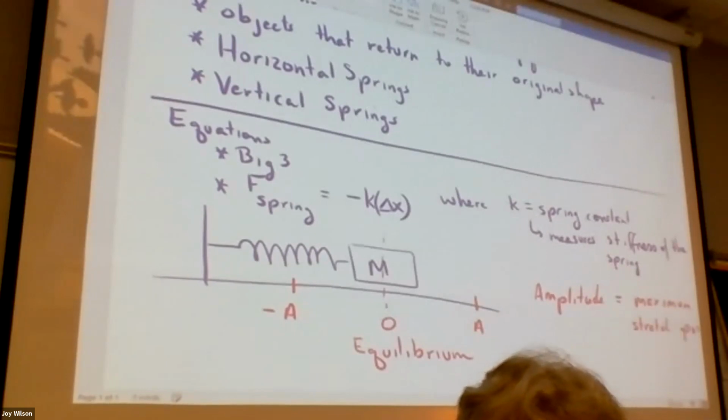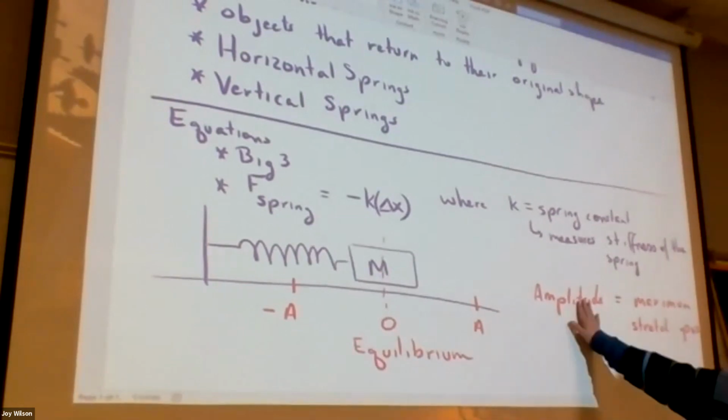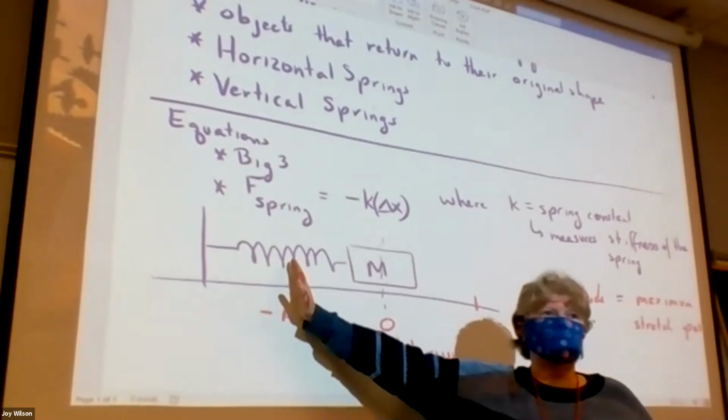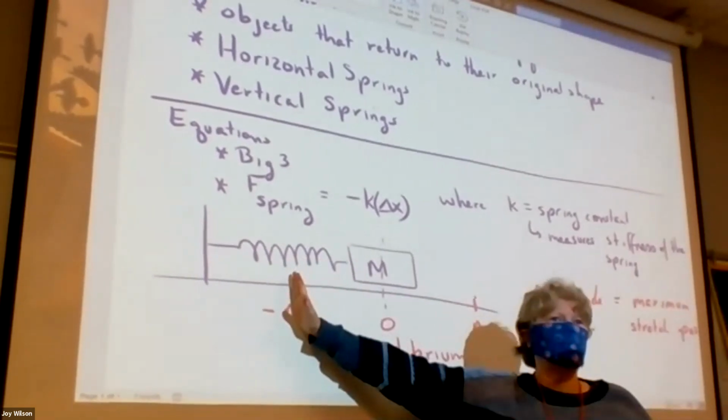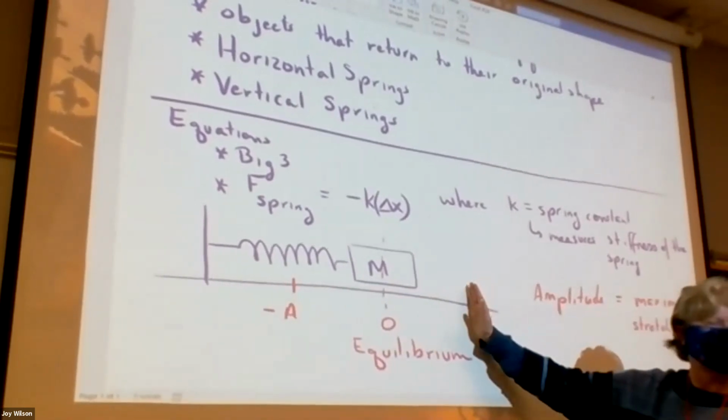For a particular spring, the maximum amount of stretch is called amplitude. So what does the spring constant do? We've got amplitude as the furthest out I can go this way, or the furthest out I can go that way. On this side, it would be the most compressed, and on this side, it would be the most stretched.